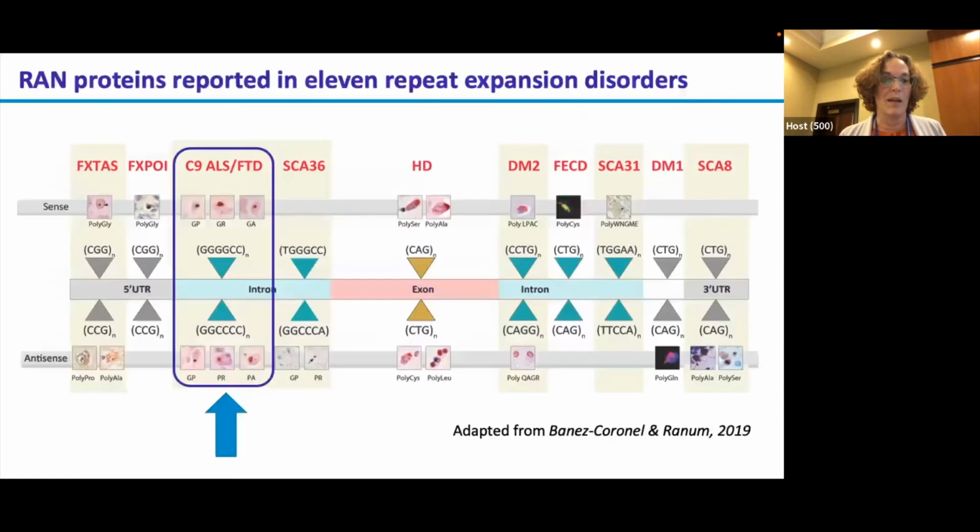And this is where I want to segue to a different topic, and then I'll bring it back, hopefully. So RAN proteins have been reported in 11 repeat expansion disorders, but there's a lot of unpublished data out there that this is much more common than we previously imagined. And we've developed a similar transgenic mouse model of C9orf72 ALS/FTD. It, again, expresses sense and antisense transcripts and sense and antisense RAN proteins.